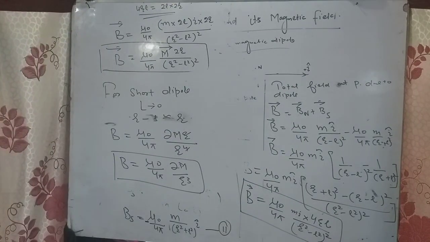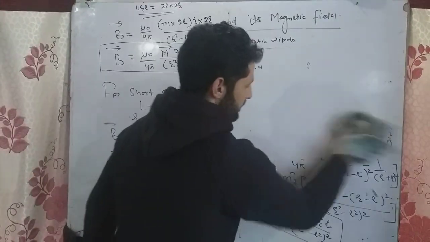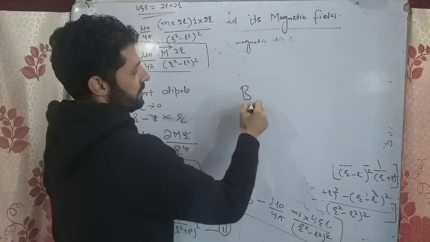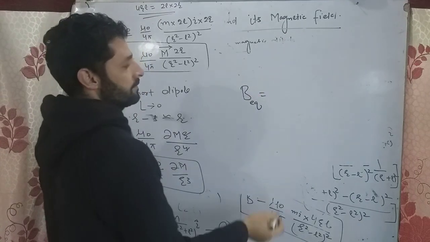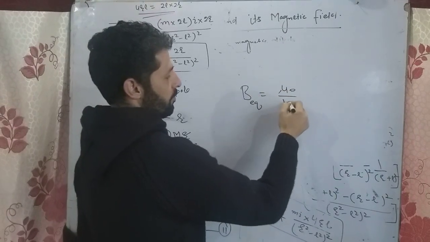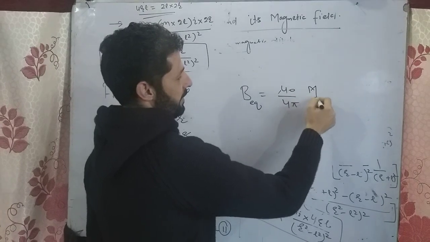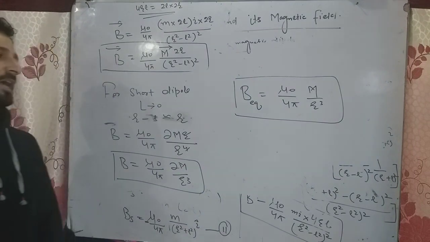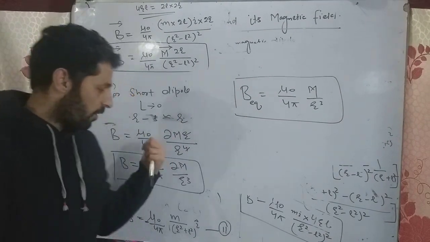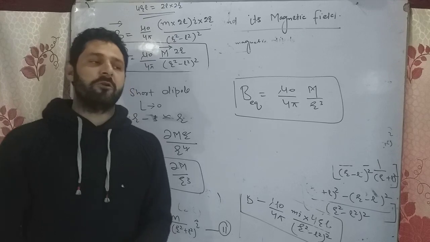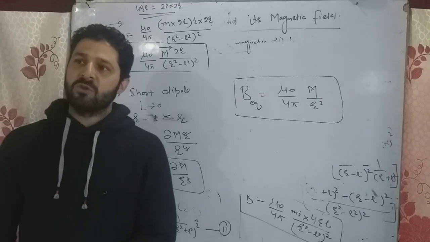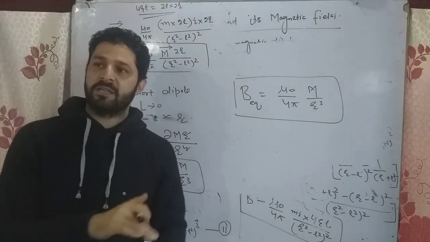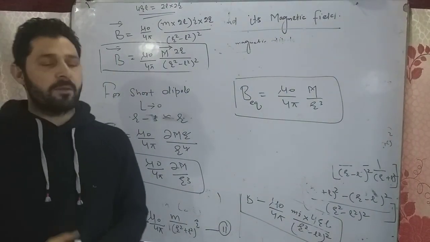Similarly, when you go for the equatorial line field, you will get the result B equatorial will be mu 0 by 4 pi m divided by r cube, because the equatorial line field is half of the axial line field. And only you have to change the symbols. Instead of q you have to write the small m, instead of p you have to write the capital M, and instead of electric field E you have to write B. So you have only changed the symbols here.